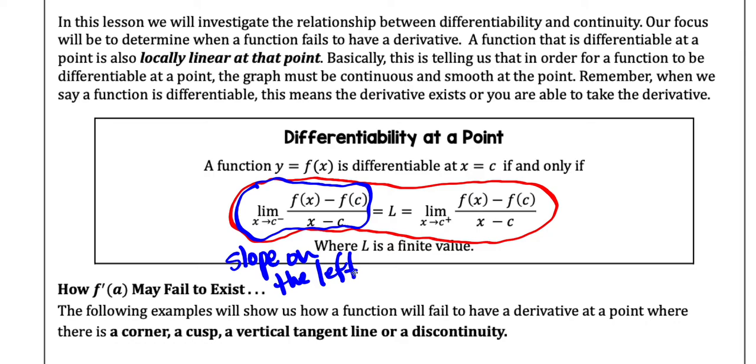This is a big part of calc, trying to distinguish and read what you're given. This is why a lot of high school students that take calc here and then retake calc 1 in college are usually very successful, because you're used to a lot of the notation. It's not such a big shock seeing everything. This one, since it is c plus, would mean find the slope on the right.